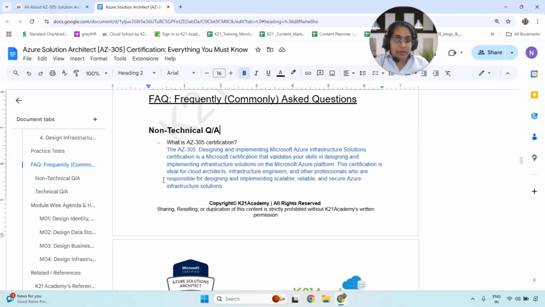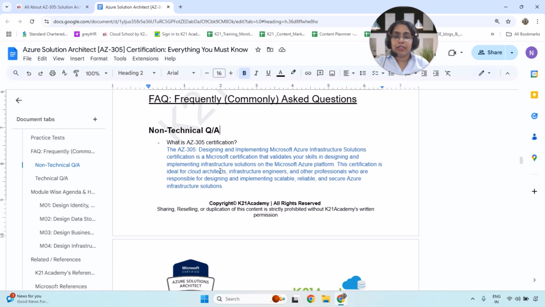The first type of questions which we frequently hear is, what is this AZ-305 certification all about? This particular certification, which is AZ-305, is the Designing and Implementing Microsoft Azure Infrastructure Solutions certification. This is basically a certification provided by Microsoft, which is going to validate your skills in designing and implementing infrastructure solutions on the Microsoft Azure platform. This is what this certification focuses on.